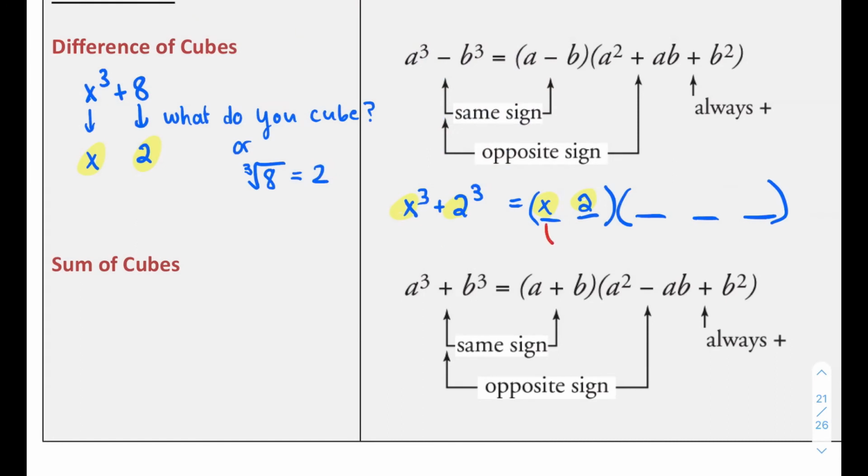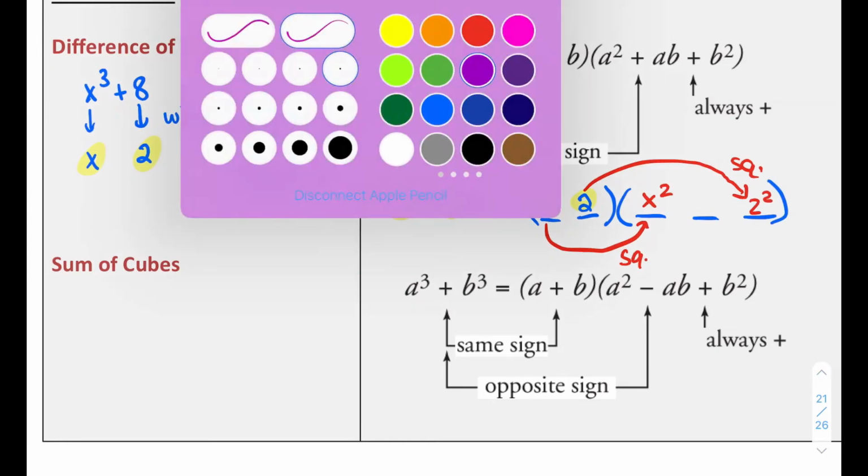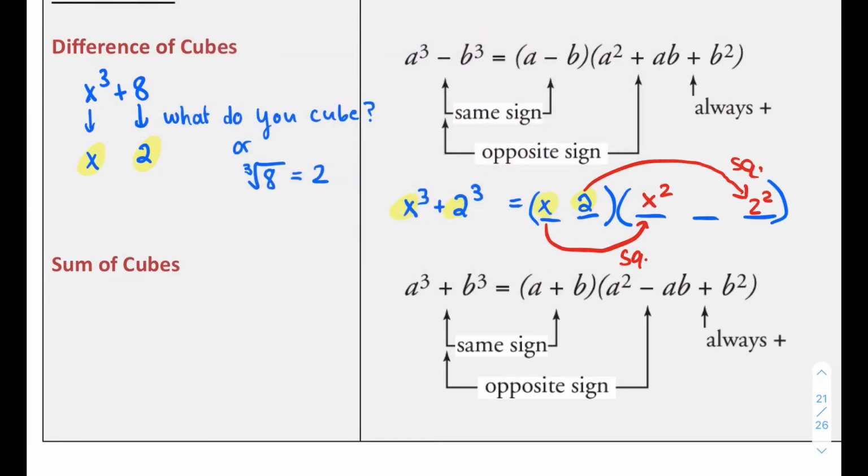And then in your trinomial, your first term is the first term in your binomial squared, so square your x. And then your last term is 2 squared. And then I'm going to come back and do the middle term. The middle term is just what you get when you multiply those two values together. So 2 times x just gives me a 2x for my middle term.